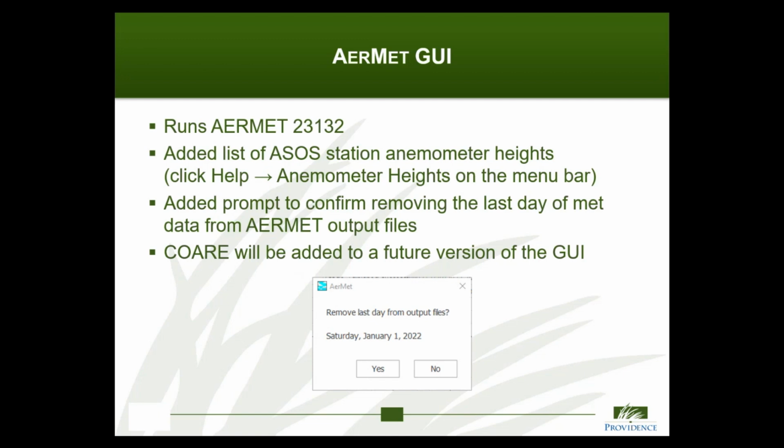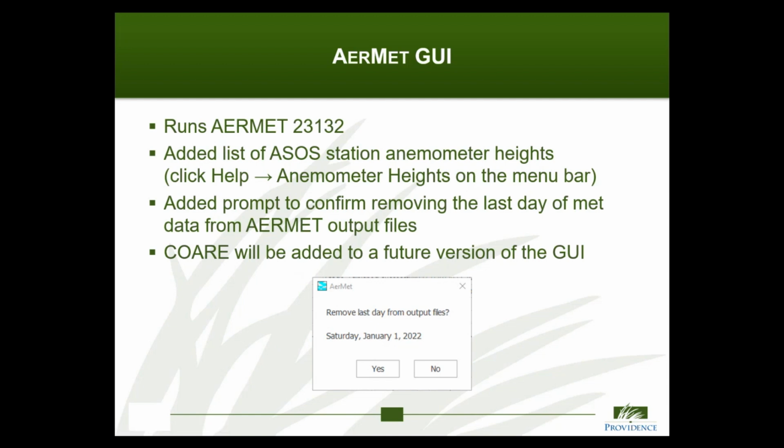We've also added a prompt to confirm when you're removing the last day of AirMet output files, to make sure that you're not inadvertently deleting more than the last day of the file. And you can see down here, there's a little screenshot snippet of what that looks like. So it says, do you want to remove the last day of your output files? That last day happened to be January the 1st, and that's always the day you want to remove.